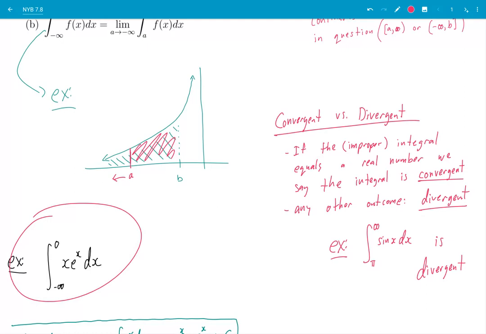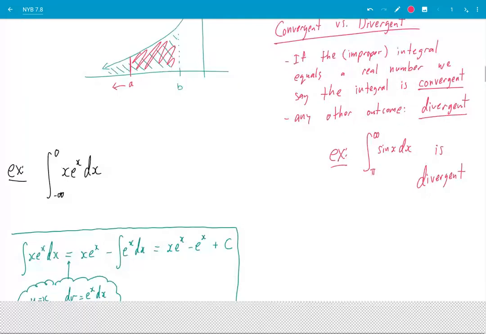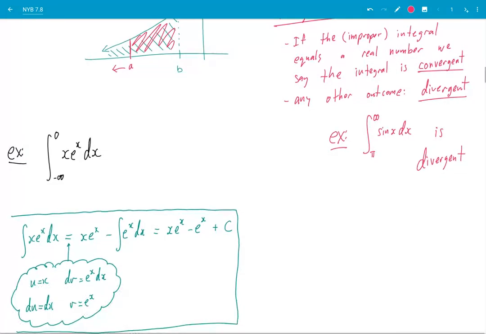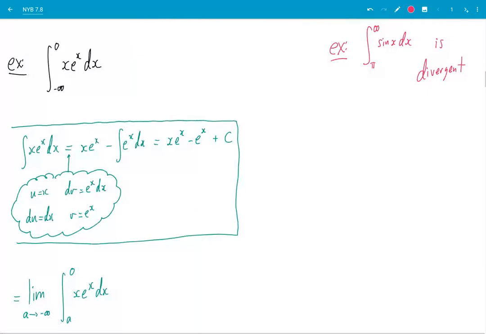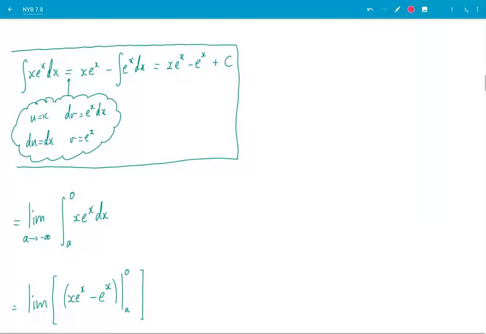Okay, next example. Down here on the left, x e to the x. We're going to do by parts to start with. So I will do that separately in my green box here. This is pretty routine. You can pause and copy that. So I do that separately, and then I just plug it in right here.